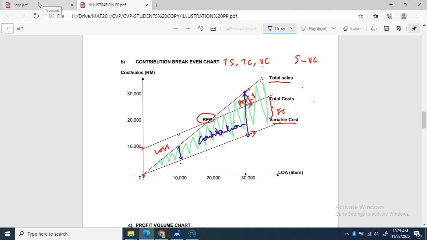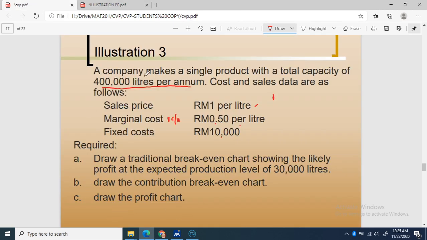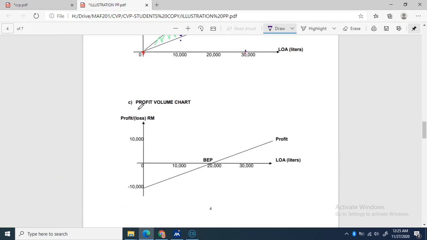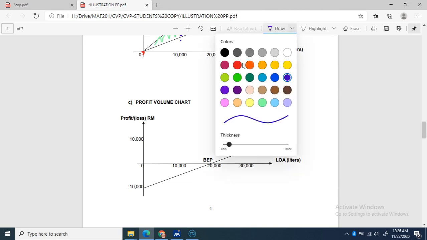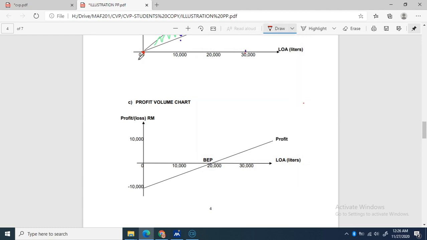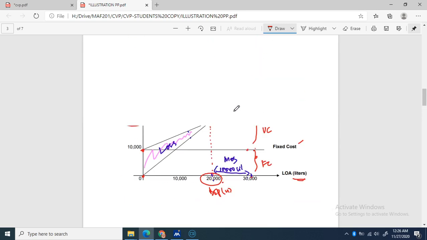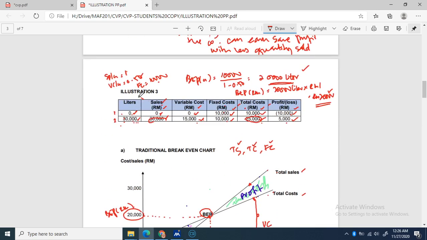The next one will be the profit chart. So what is a profit chart? Okay, this is the profit chart. A profit chart is to show the profit or loss. So the y-axis now is not cost or sales anymore; it is profit or loss in RM. The x-axis is still the level of activity in liters, the quantity.